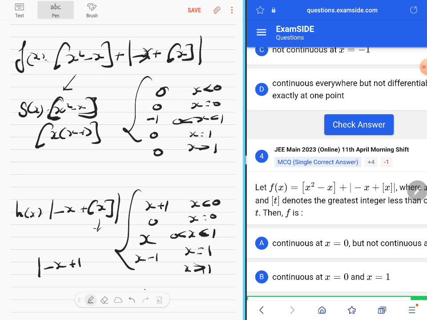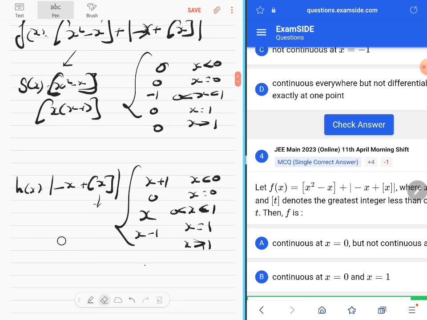When x is greater than 1, this will get to 1. So when x is equal to 1, x can be substituted as 1, and 1 minus 1 becomes 0. And when x is greater than 1, as I told you, it's mod of minus x plus 1, which will also be x minus 1 when you take the mod. So x minus 1. These are the ways you have to redefine h of x.